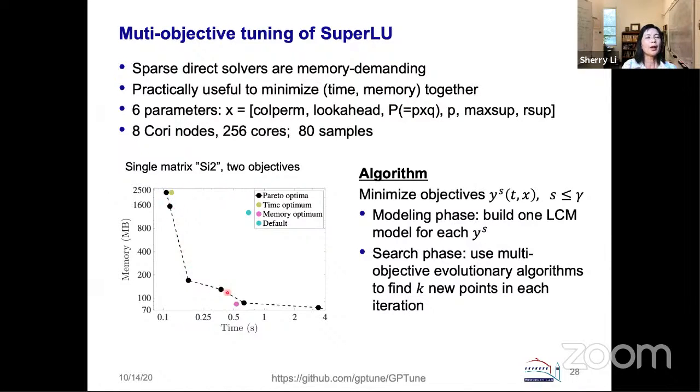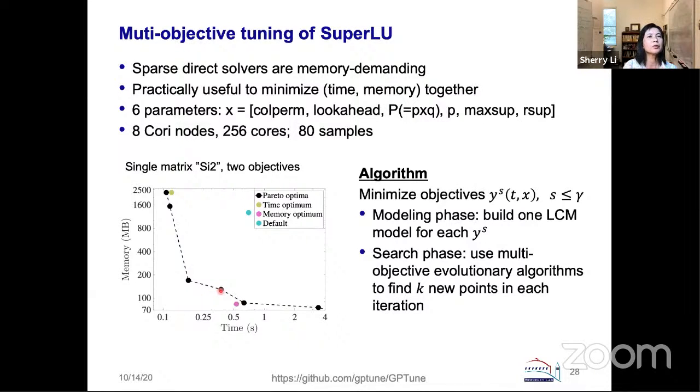So you can see that when you use the multi-objective, the tuner will return multiple parameter configurations, these black dots. Each of these configurations corresponds to a combination of time and memory. So this gives you this plot. If you connect these black dots together, it's called the Pareto front. That means you cannot get a parameter here which has both minimum time and minimum memory.